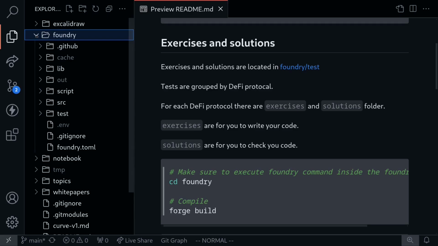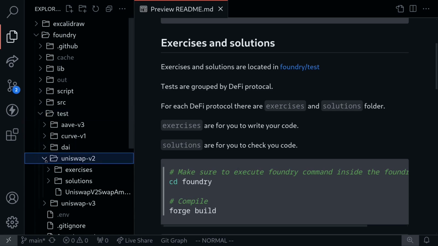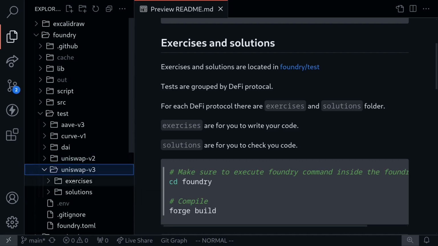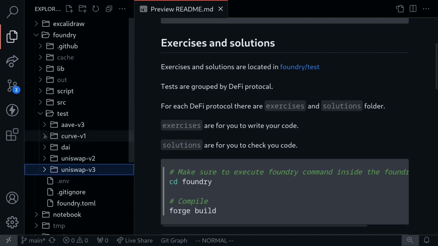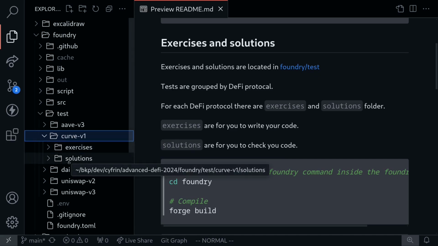Inside this folder, the exercises and the solutions are located under the test folder. The exercises and solutions are organized by the name of the DeFi protocol. For example, here under Uniswap V2, you'll see a folder called exercises and solutions. The same goes for Uniswap V3, and for this course, we have Curve V1. There's a folder called exercises and a folder called solutions.